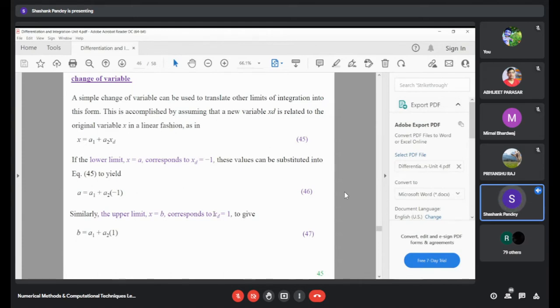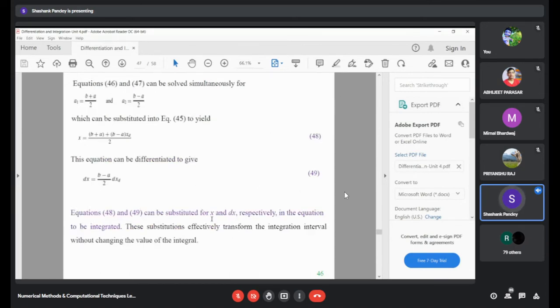So we can substitute back into equation number 45 and solve for a1 and a2, which come out to be (b plus a)/2 and (b minus a)/2. Once again we substitute in the original value of x, the value of the coefficients, and we will get equation 48. If we differentiate equation number 48, we will get what is represented by equation 49.